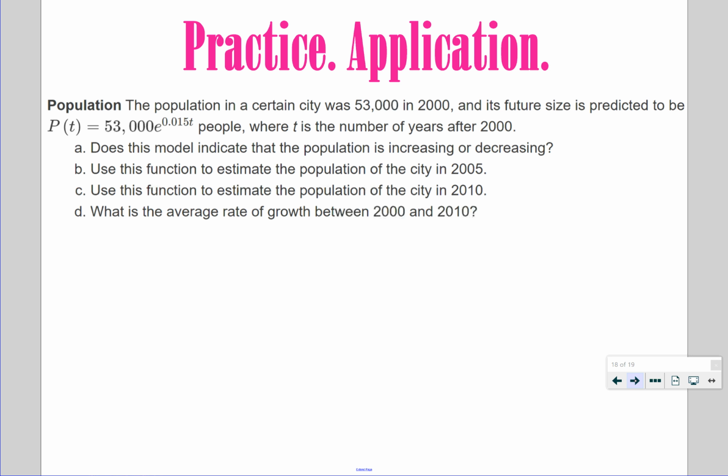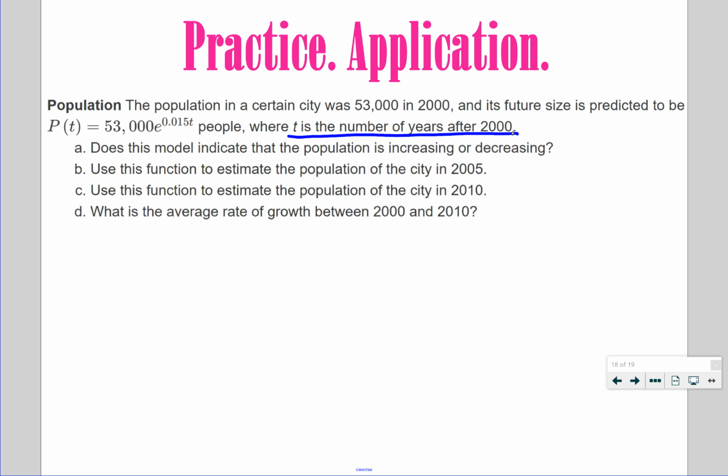Okay, here is the last problem for you guys to try. This is a population problem. It says the population in a certain city was 53,000 in the year 2000, and the future size is predicted to be 53,000 times e to the 0.015t people, where t is the number of years after 2000. Is it increasing or decreasing? So you want to think about, is that growth or decay? You want to estimate the population in 2005 and 2010, and just remember there that t is the number of years after 2000. And then part D, you want to find the average rate of growth.